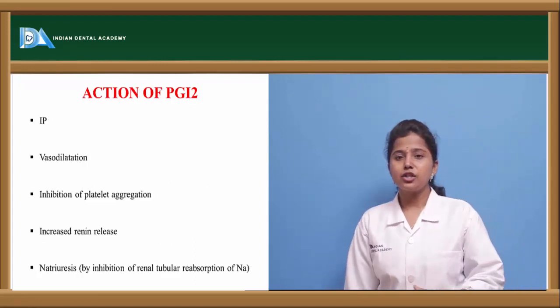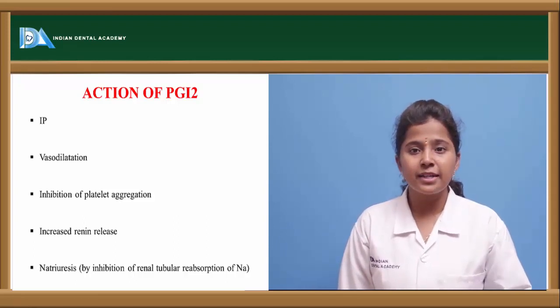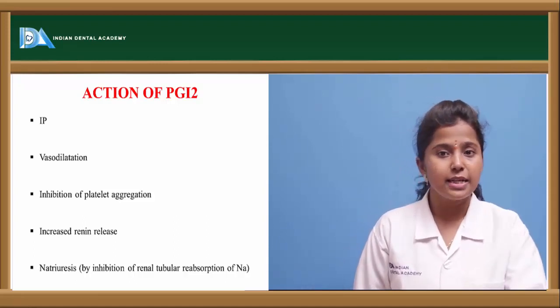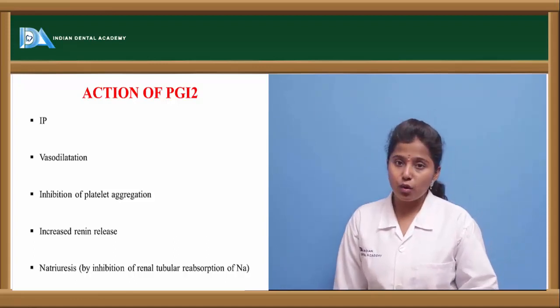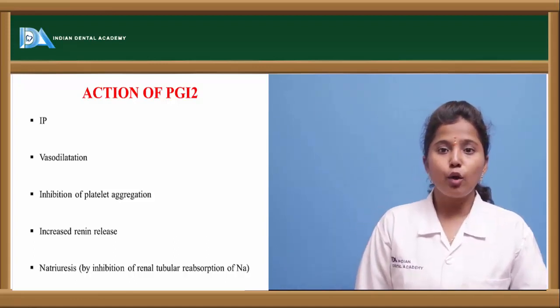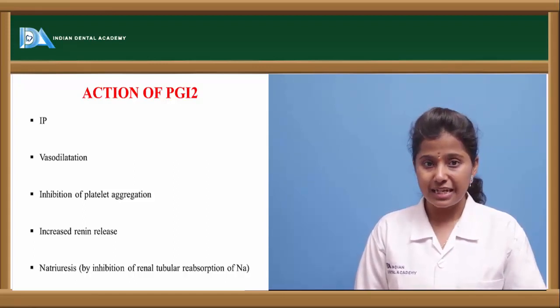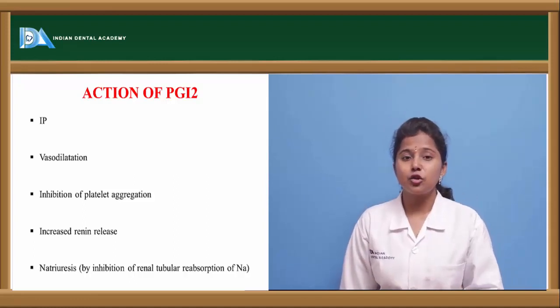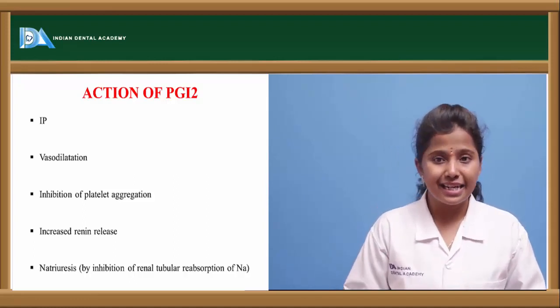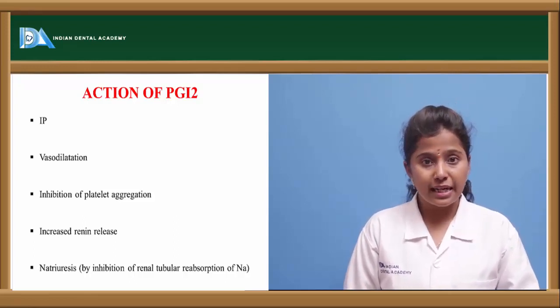Let us see the actions of PGI2. This PGI2 specifically binds to IP receptors only. It does not bind to other receptors like PGE2. It also causes vasodilation, and it inhibits platelet aggregation. It has an additional action, increased renin release.